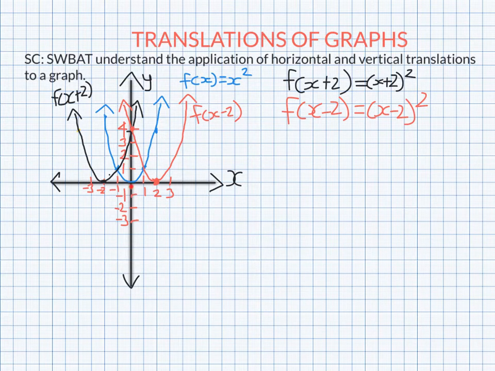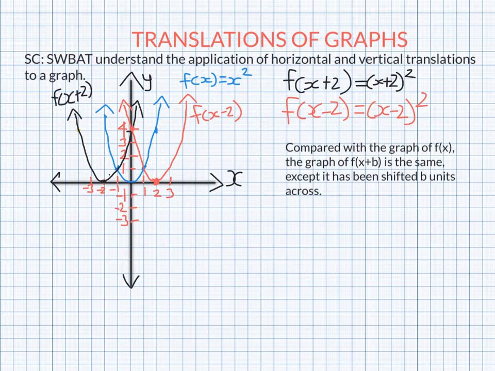So each point on the blue parabola, if you shift it 2 across, you get the point on the red, like this point. 2 to the right, you get to the red. Start at the blue, 2 to the right, you get on the red parabola. So we've discovered something now about horizontal translations. So this is what we found out.